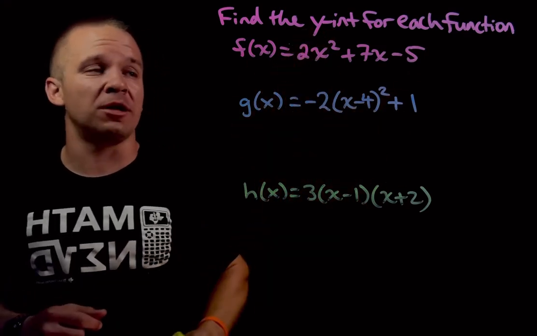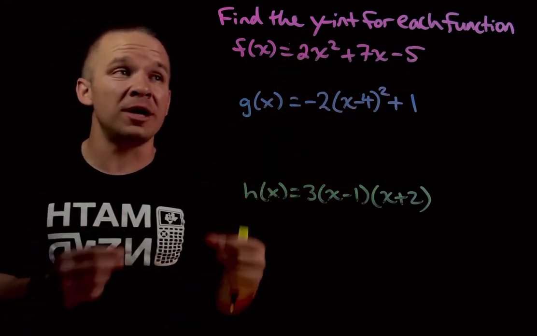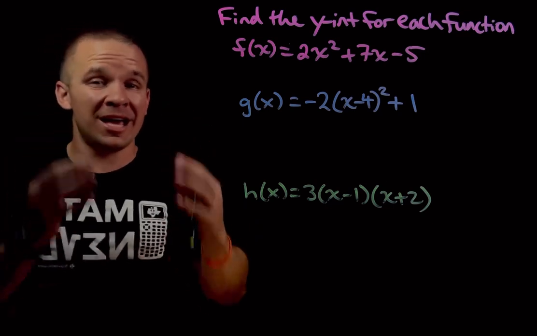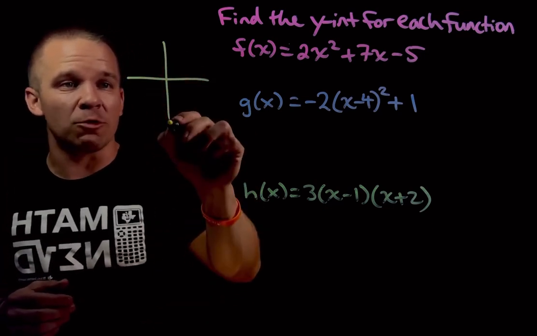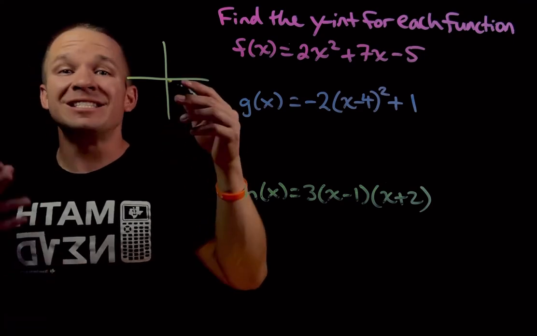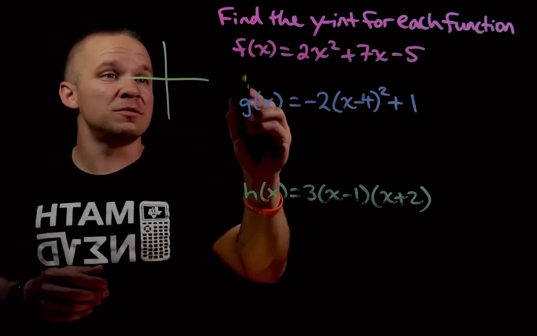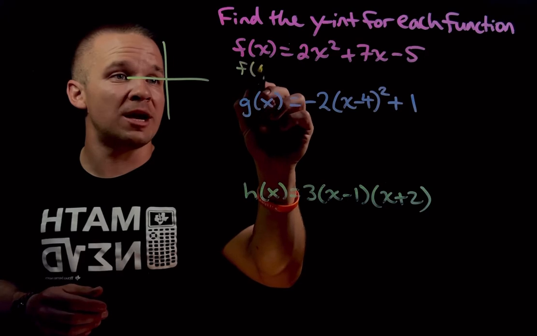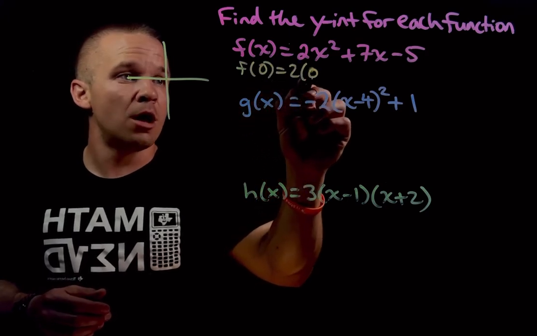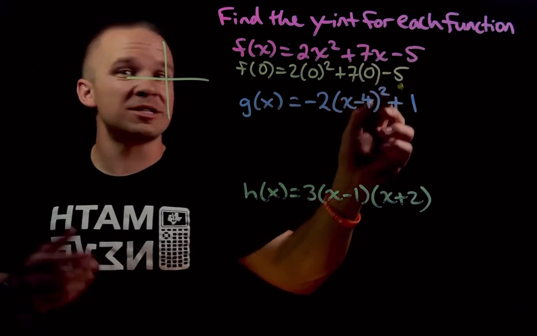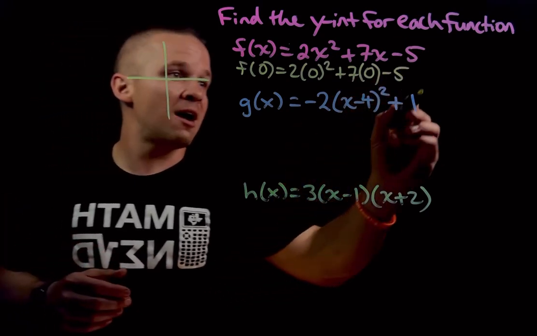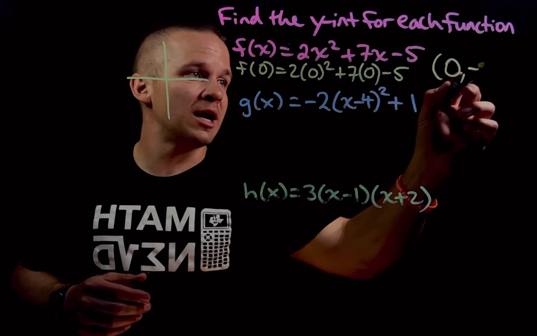to find from this particular form, because if I'm ever getting my y-intercept, it's somewhere along my y-axis here, which means my x value is 0. So I'm going to substitute 0 in, and f of 0 equals 2 times 0 squared, that's 0, plus 7 times 0, that's 0, and all of a sudden I just have negative 5. So I'm going to have 0 comma negative 5.